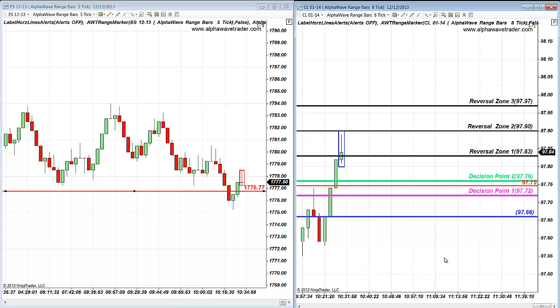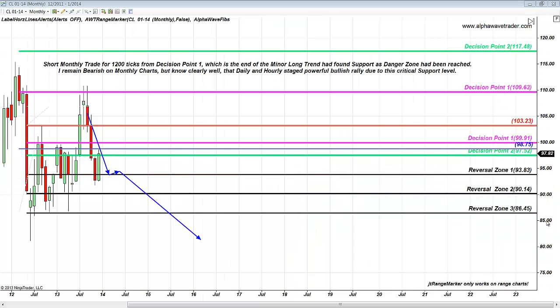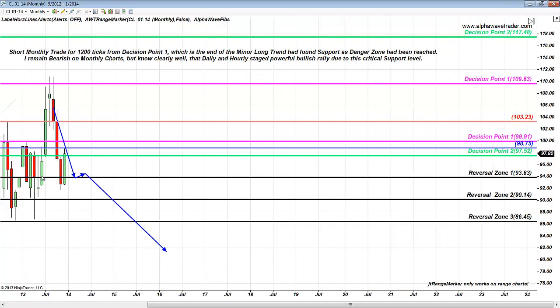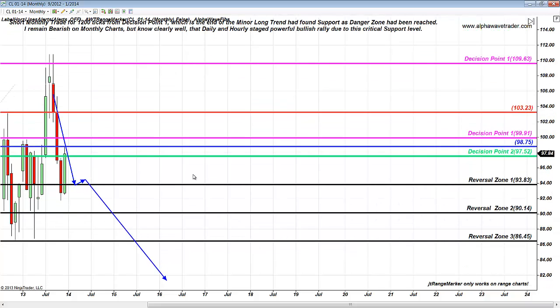My trail 97.75. Two targets are in. So here's our monthly trade on oil. Taking exact same powerful pose at reversal zone, reminding you the importance of decision point one, which is exactly where most of the trades on S&P had been ending up the last few days, the end of the correction. Respect what market is telling you.